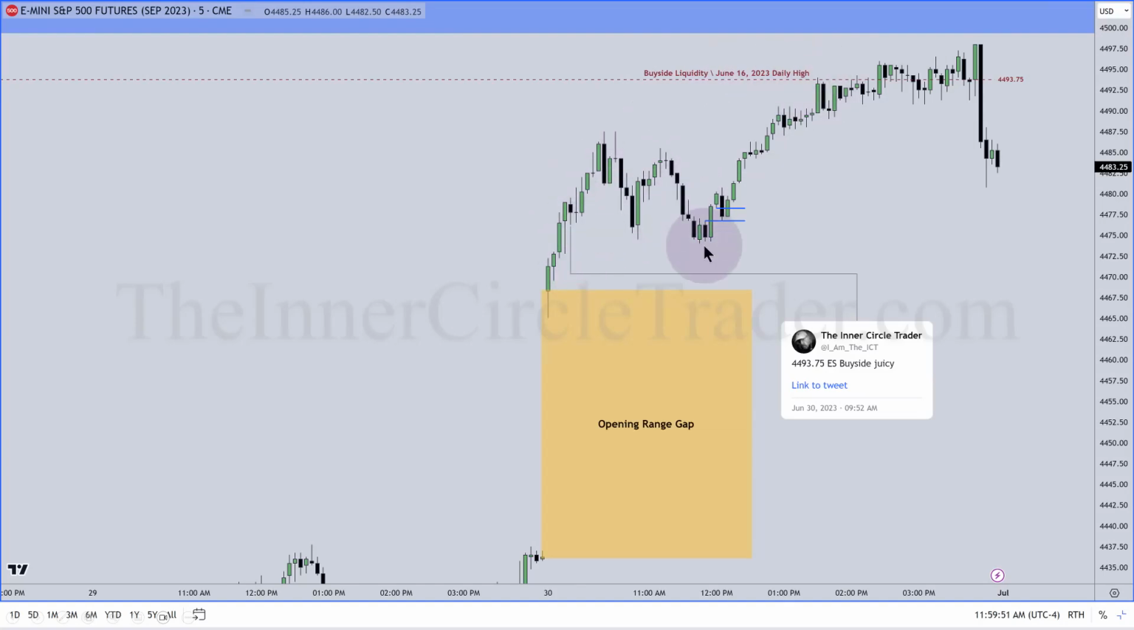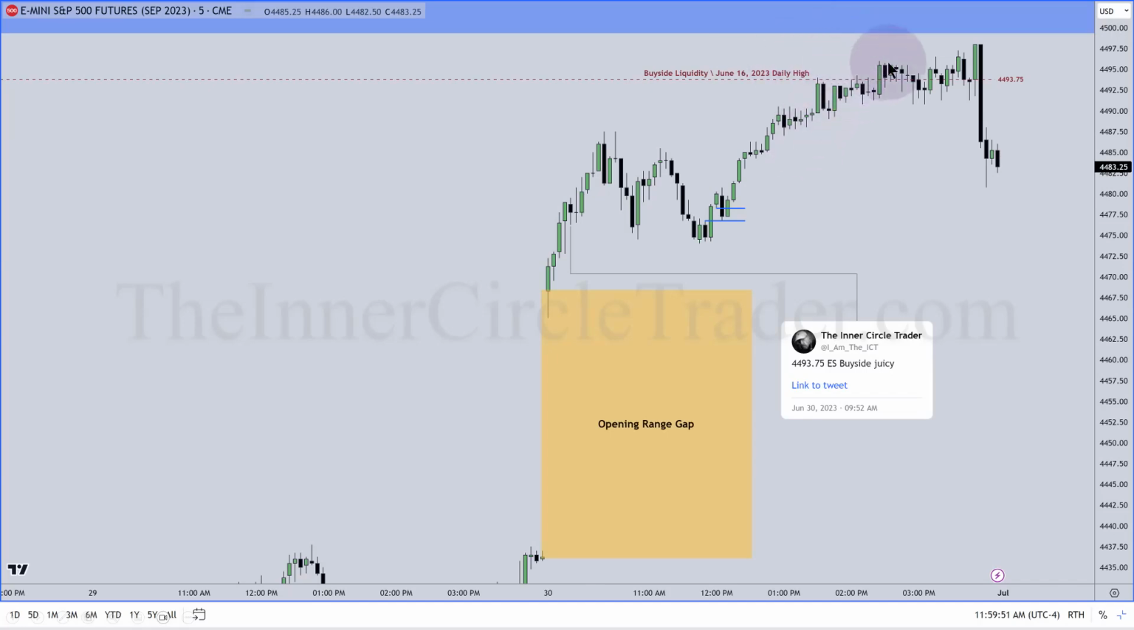So we dropped down ahead of lunch in New York lunch hour. We took out sell side there, rallied, created a fair value gap. That's what I'm showing you here, right there. Okay, market drops down into that perfectly, and then rallies away and attacks what? This area of relative equal highs. So this is your first initial buy side liquidity. Then the larger pool of liquidity is here on the daily chart on June 16, 2023, that daily high.